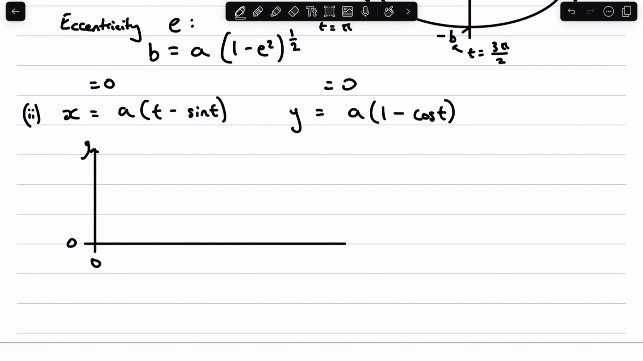So it will start at 0, 0, and it will go up to a value of 2a, and it will reach our maximum height of 2a when t is equal to pi, because then cos t will equal minus 1. And what we can do is, it will reach this point over here, t is pi, and as this is the maximum, it will be going back down again to 0, and that will happen at 2 pi a.